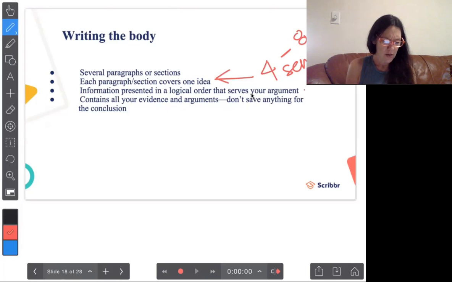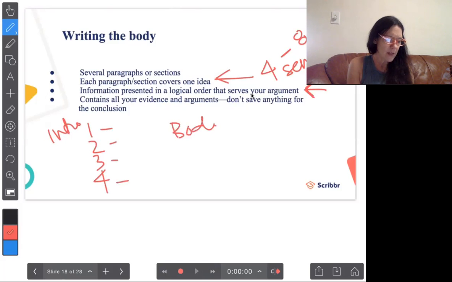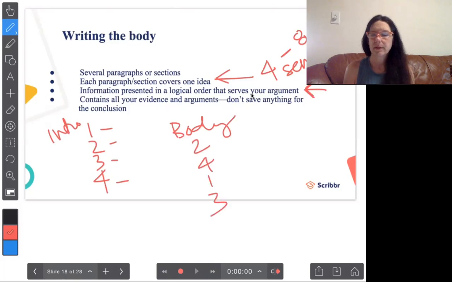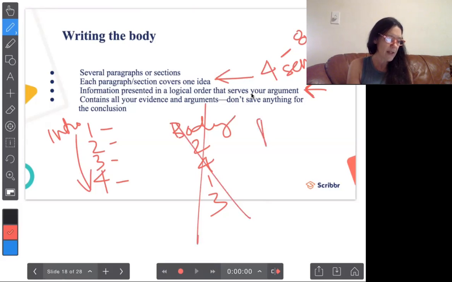Logical order. Right? You have to write the body in a logical order. If you introduce four things, 1, 2, 3, 4 in the intro, then your body cannot be set up with a topic from 2, 4, 1, and 3. That makes no sense. Your reader is expecting it to go in the order of your intro. They're expecting it to flow. So your body's got to cover the topics 1, 2, 3, 4.